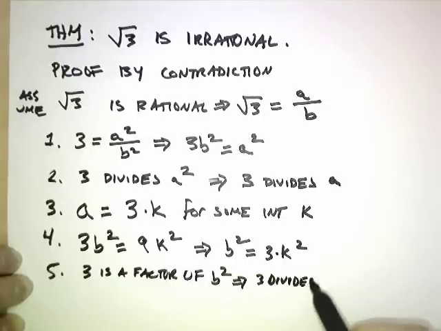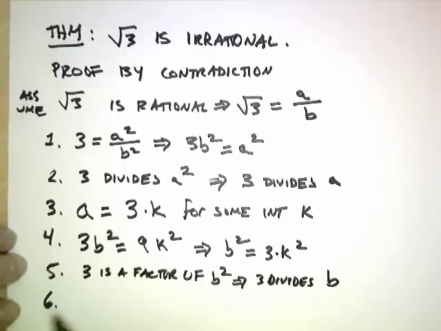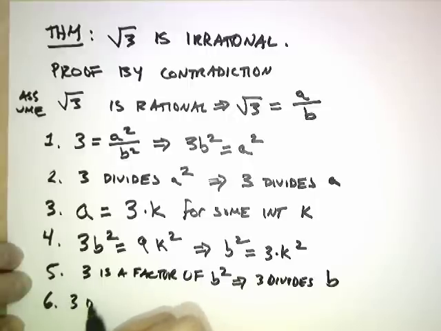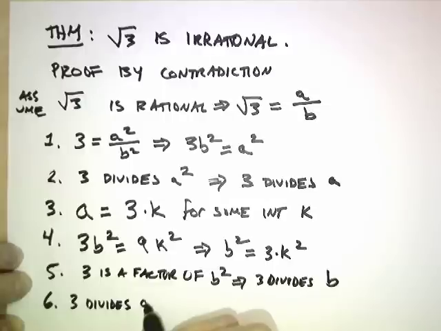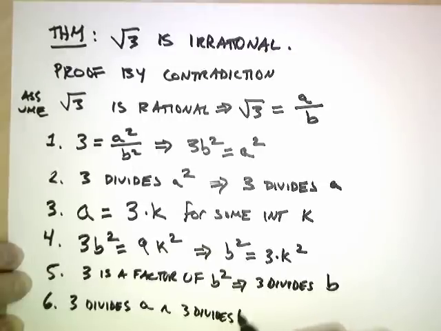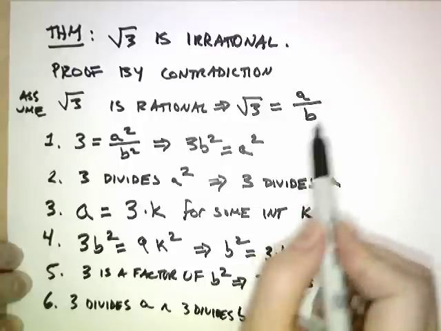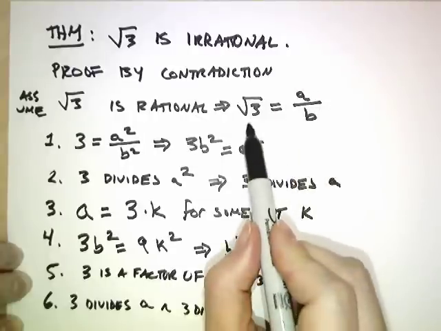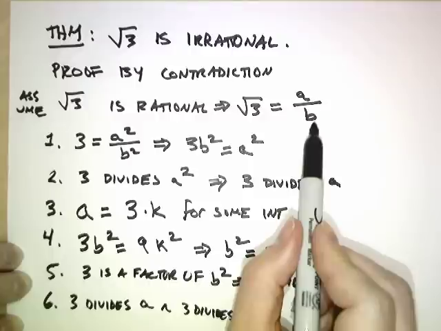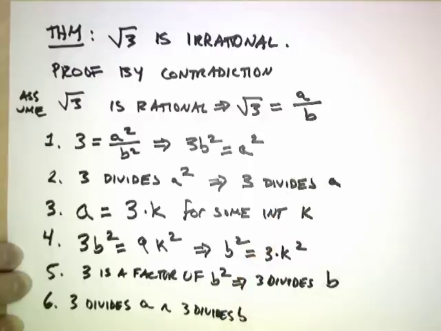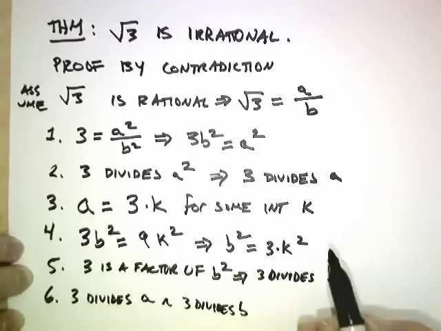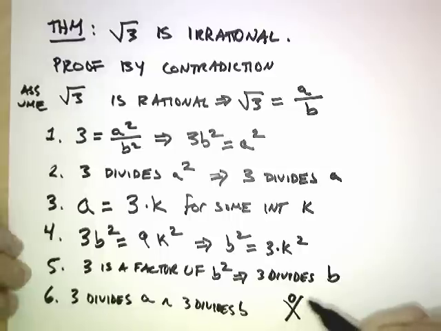Again, 3 is prime. And now we've arrived at a contradiction. Why? Well, 3 divides a, and 3 divides b. But that contradicts the fact that a and b share no common factors. We assumed that square root of 3 was written as a divided by b, where neither a nor b shared a common factor. Here we've concluded that both a and b have the factor 3. So this is a contradiction, and it completes the proof.